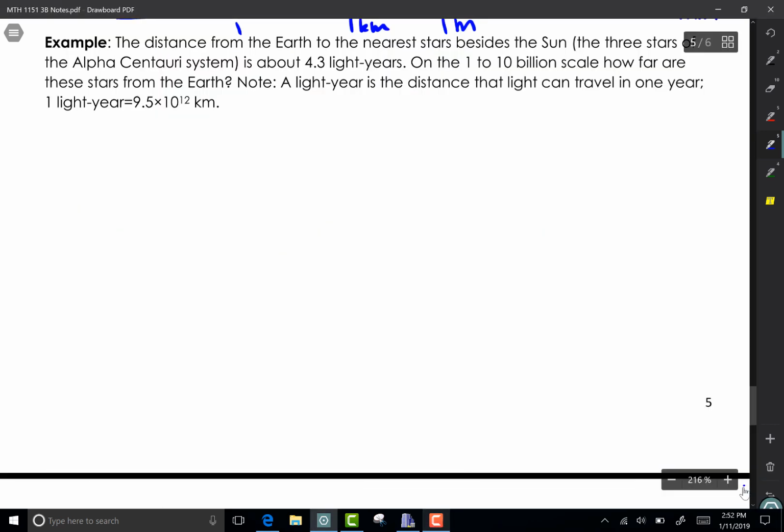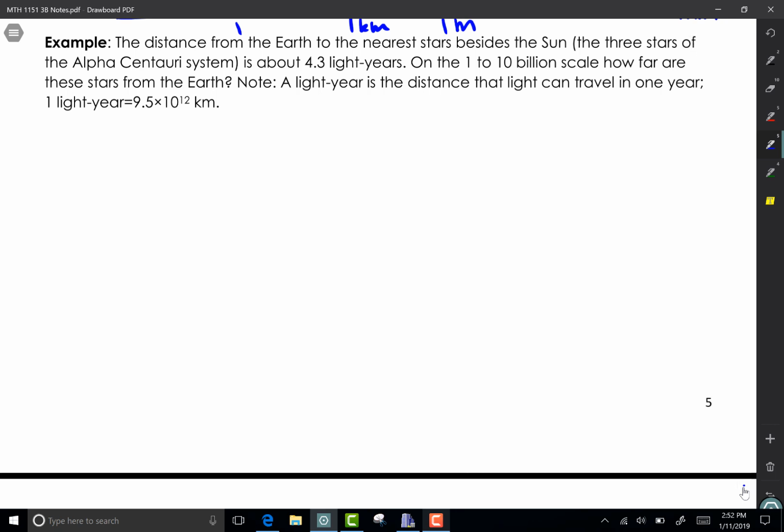Okay, next example, it says, the distance from the Earth to the nearest stars beside the Sun, the 3 stars of Alpha Centauri system, is about 4.3 light years away. And we're going to use the same model scale. So on the 1 to 10 billion scale, how far are these stars from Earth? And we're going to note that a light year is the distance that a light can travel in 1 year, which is 9.5 times 10 to the 12th kilometers.